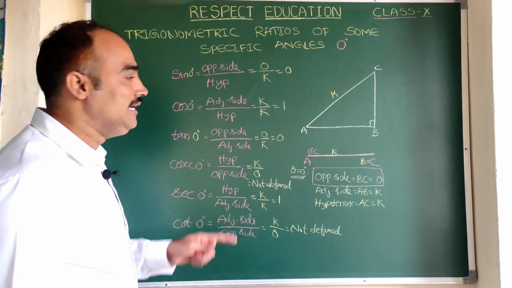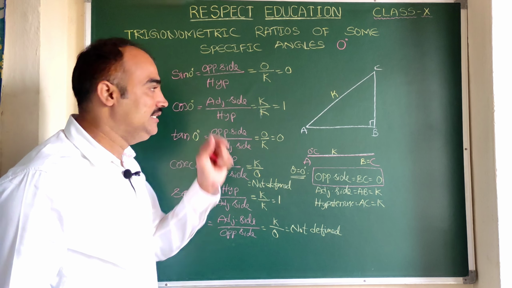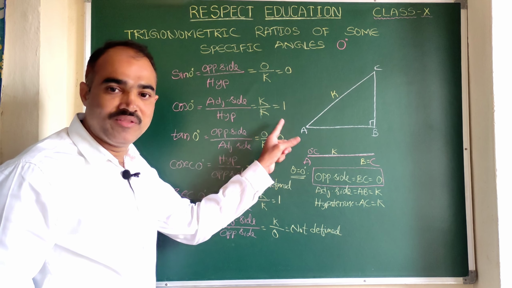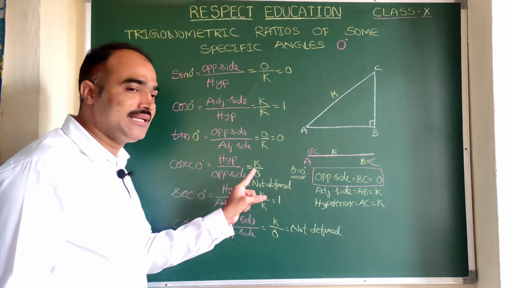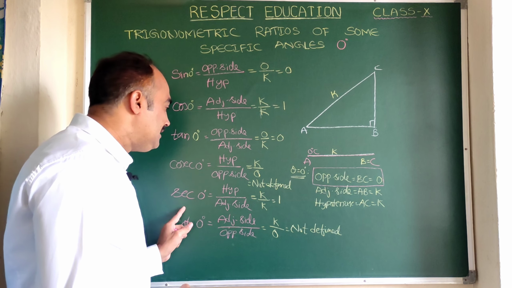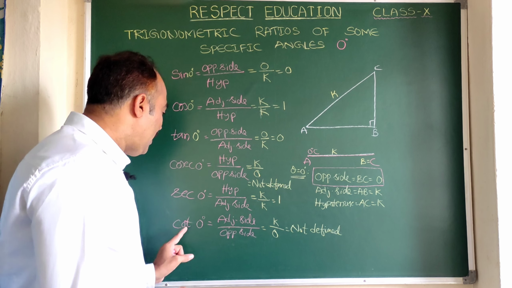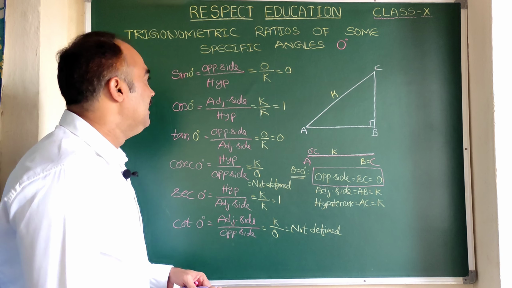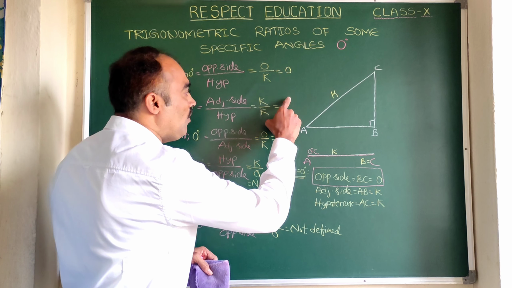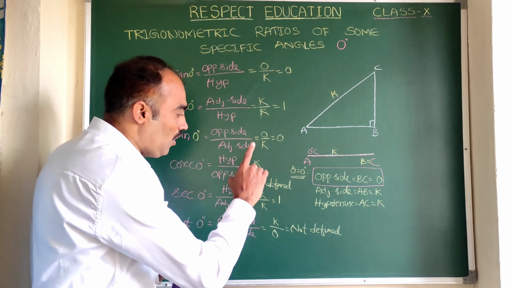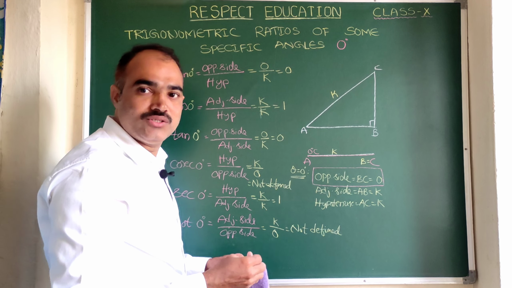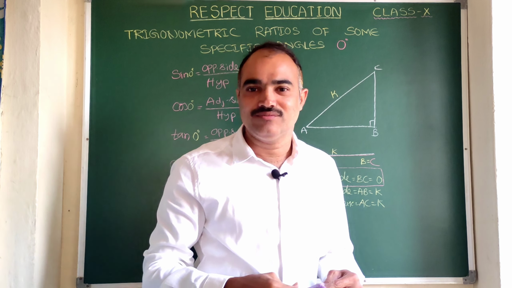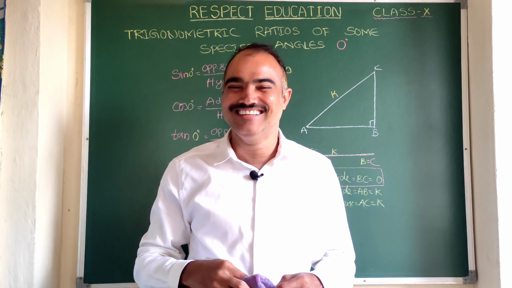So finally let us see. Sin 0 degrees is 0. Cos 0 degrees is 1. Tan 0 degrees is 0. Cosecant 0 degrees not defined. Secant 0 degrees 1. Cot 0 degrees not defined. Here you see 0, 1, 0, not defined, 1, not defined. Is it clear? So shall we test ourselves? Are you able to see the answers?